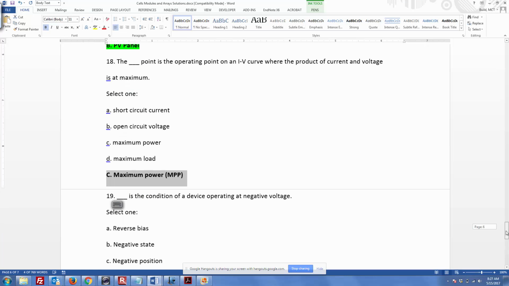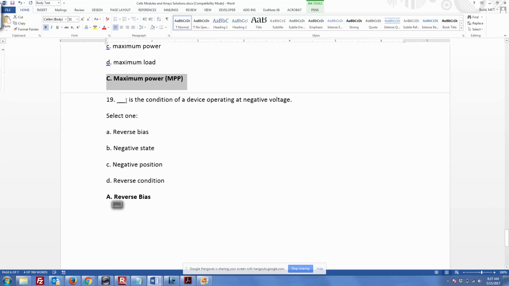All right. I think we're doing very well today. This is a fun lesson. Thank you. Okay, the last question. Blank is the condition of a device operating at negative voltage. Well, the answer is called reverse bias. So in that case, rather than the cell making current, it would be collecting current, or rather than making voltage, it would be collecting voltage. So this is a bad condition. Bad condition means that a cell might be dead.